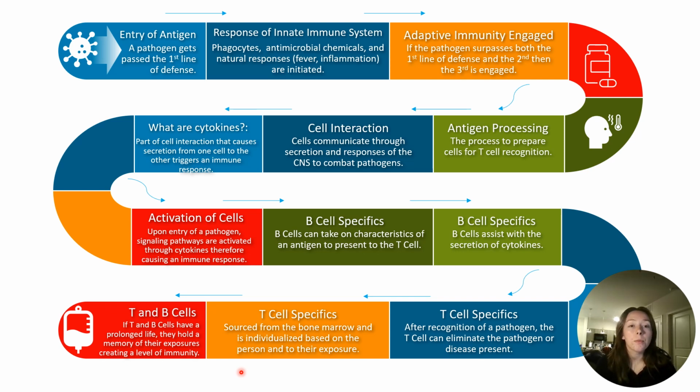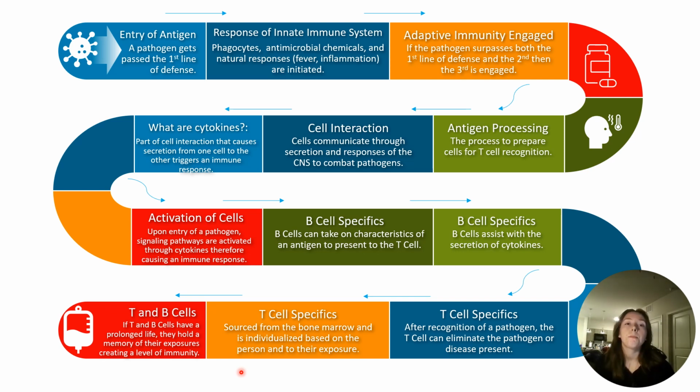And this is done through cytokines. This is a part of the cell interaction that causes the secretion from one cell to another, which then helps trigger the specific immune response within the adaptive immunity. And then we have the activation of cells. This is upon entry of the pathogen, so we're cycling back a little bit, and the signaling pathways are activated through the cytokines, therefore causing that immune response. Just reiterating a little bit more.